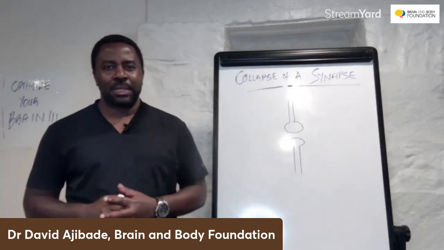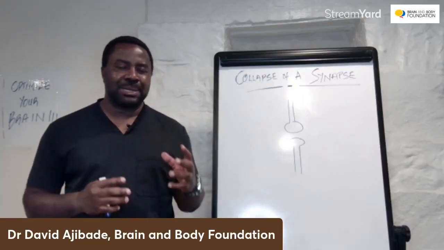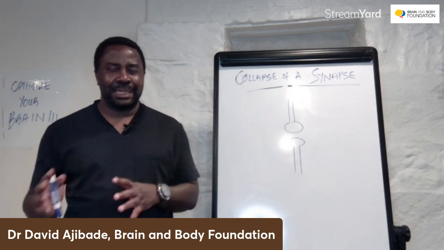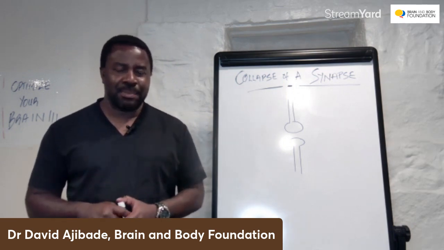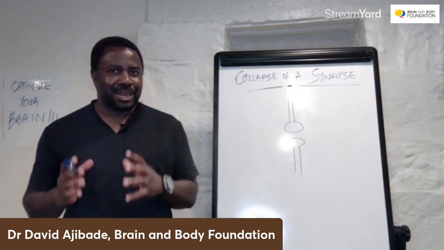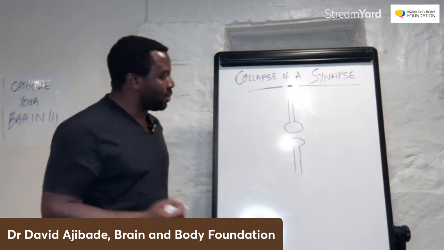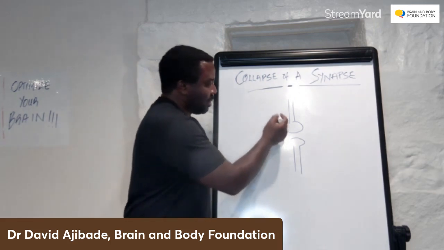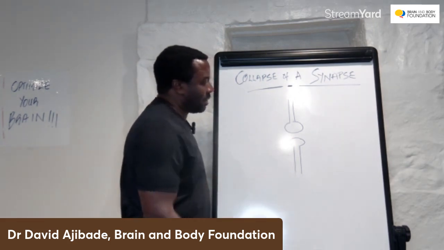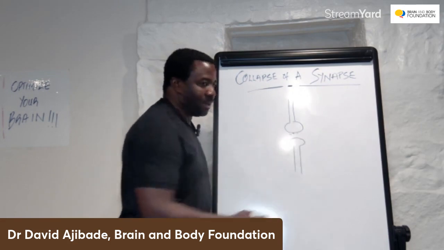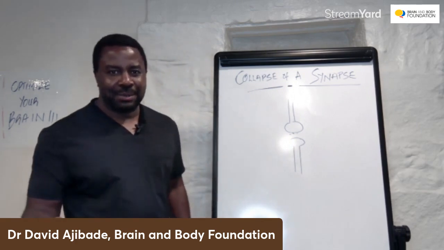Hey, so in this segment, I'm going to be talking about how Alzheimer's disease begins, called collapse of the synapse. As you know, it starts with the synapse, and by the synapse, I mean when two brain cells, so this is a neuron, this is one neuron, this is the other neuron. A synapse is when two brain cells come together, and there are about 500 trillion of them, so quite a lot of them.